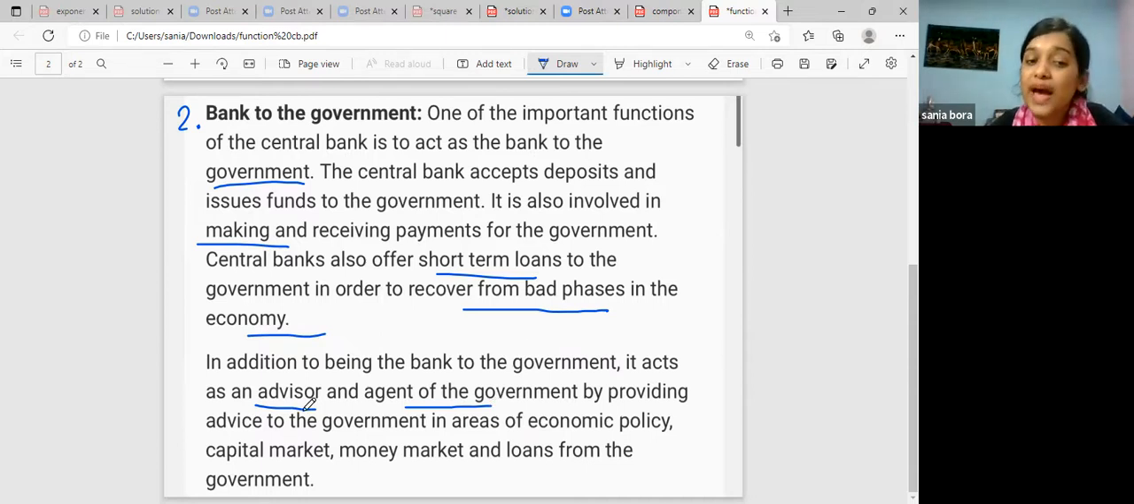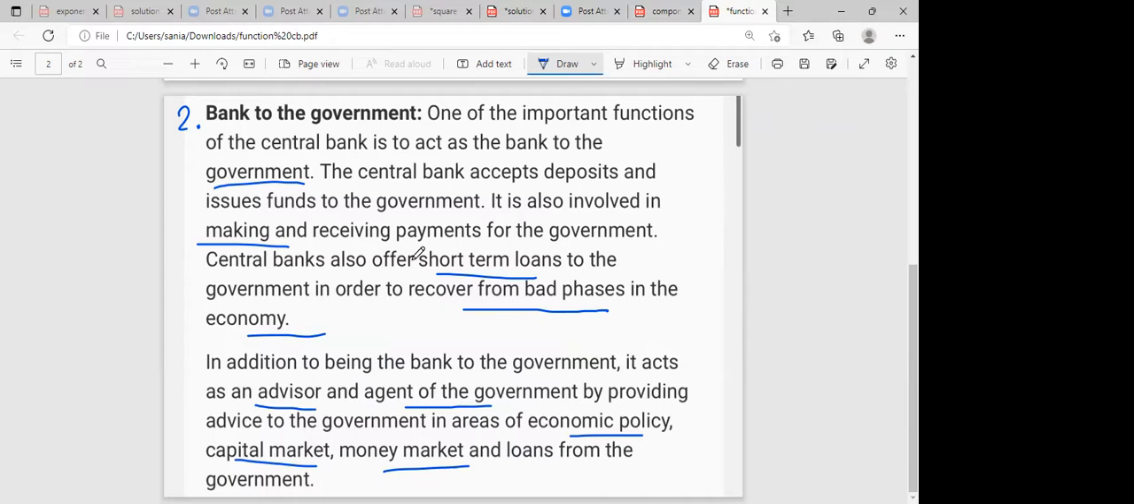So it acts as an advisor and agent to the government by providing advice in areas of economic policy. For example, if I want to make any policy for my country, I'll be taking advice from the central bank, right? Capital market, money market, loans, whatever it is, as a government, I'll be taking advice from the central bank, because the central bank acts as advisor as well as the agent of the government. Clear?